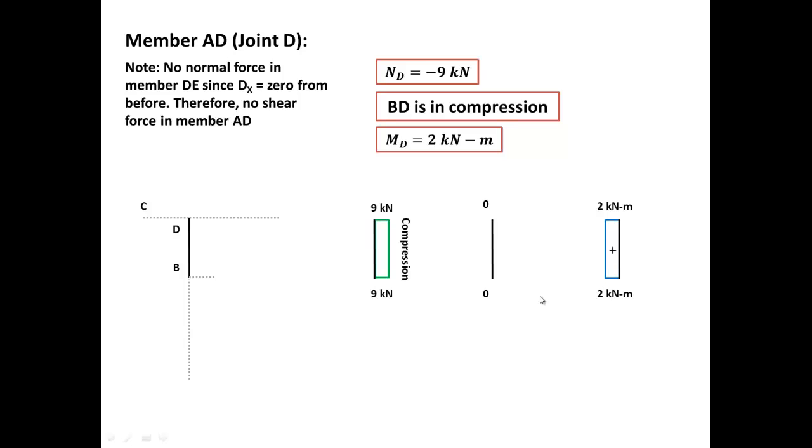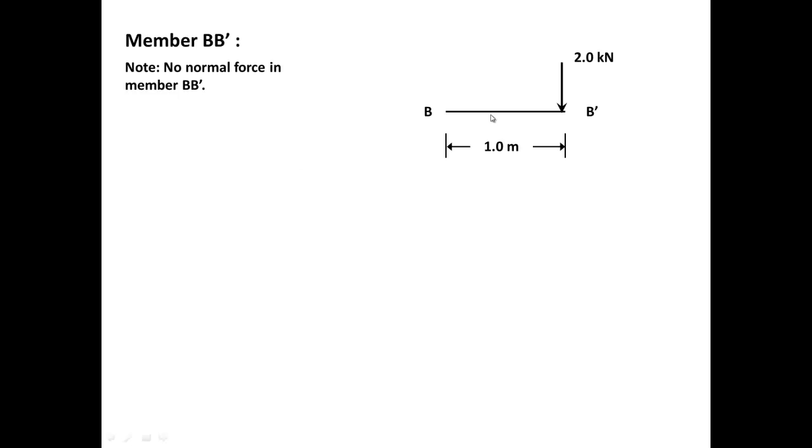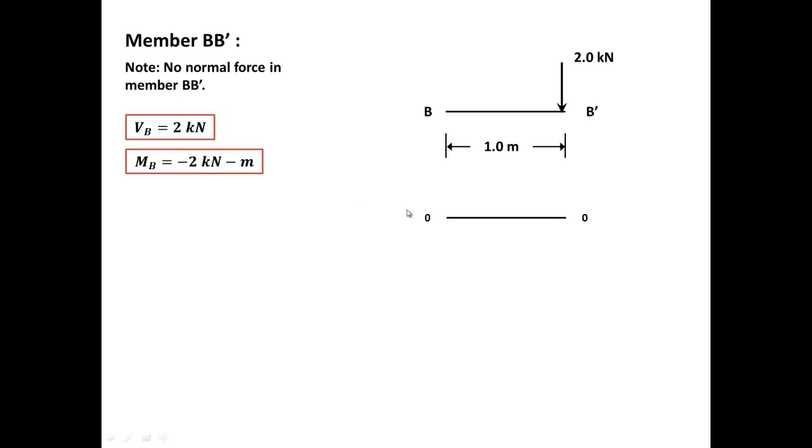Okay, let's move on. Member B, B prime. That's the member. Okay, you remember that. At B we have a shear force of 2, and we have a moment of -2, and it's a cantilever segment. So no normal force. For the shear, we'll move to the right, because we have no forces between B and B prime. Then the 2 kilonewtons is going to close our diagram.